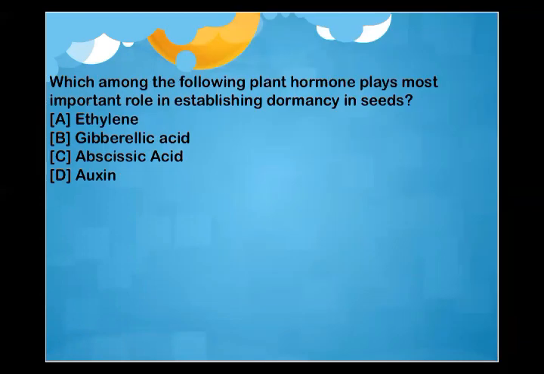Which among the following plant hormones plays the most important role in establishing dormancy in seeds? It is prolonging the dormancy. The abscisic acid. Abscisic acid makes the seed dormant due to unfavorable conditions or if the particular habitat has undergone any stress conditions.